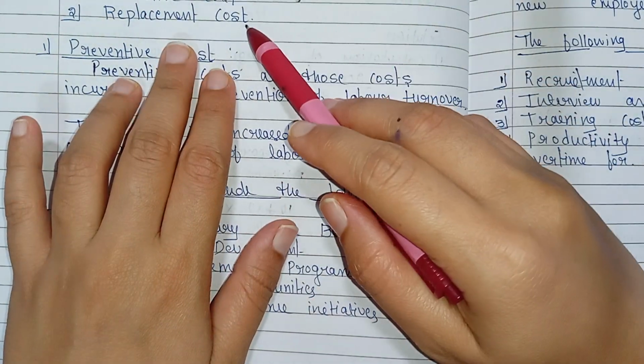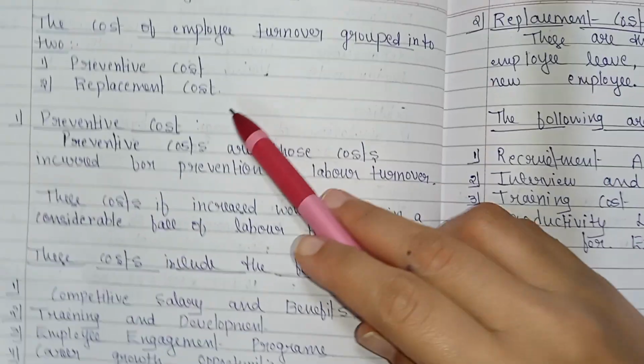Clear? So the second one is replacement cost.